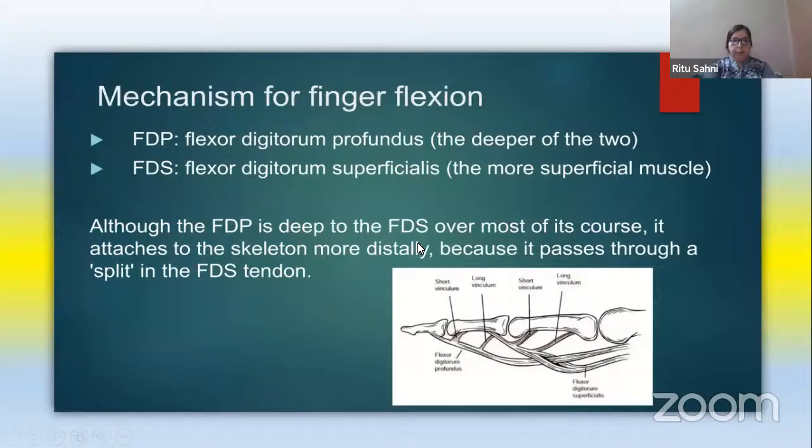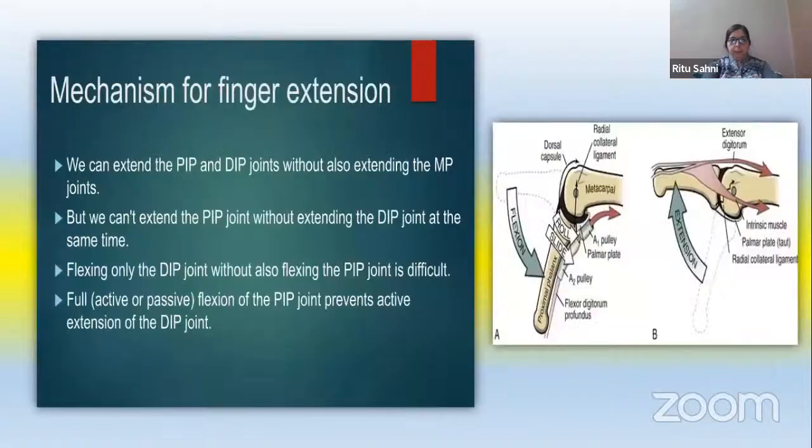And then the mechanism, sorry. So these are the mechanisms of finger flexion, which is completely related to the FDP and the FDS according to their tendon attachment with the proximal versus the distal part. And this is the finger extension, where we can extend the proximal interphalangeal and distal interphalangeal joints without also extending the metacarpophalangeal joints, but we cannot extend the PIP joint without extending the DIP joint. So if we want to extend the PIP joint, we have to extend the DIP joint also. So both will be in the extended position.